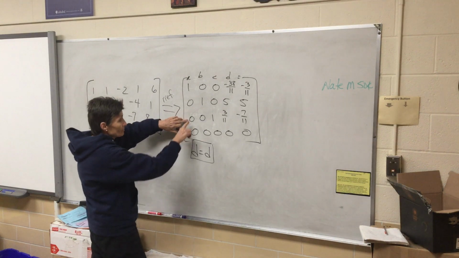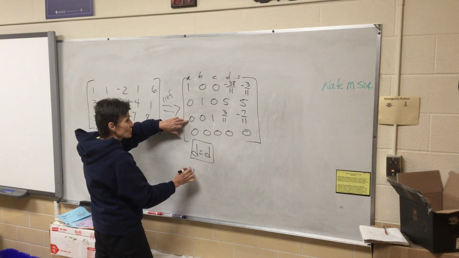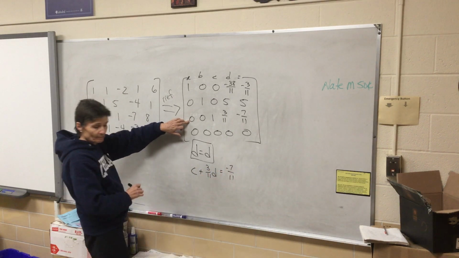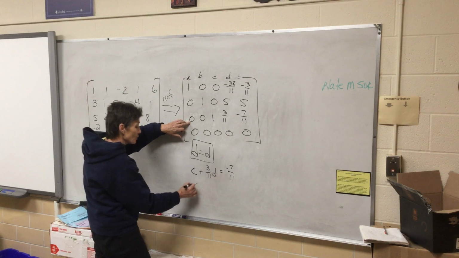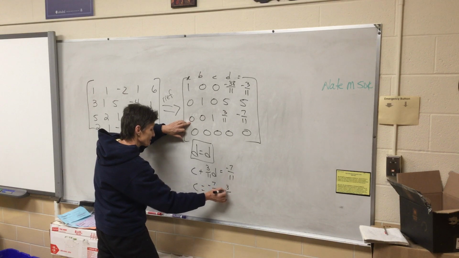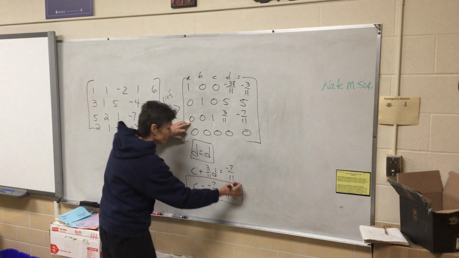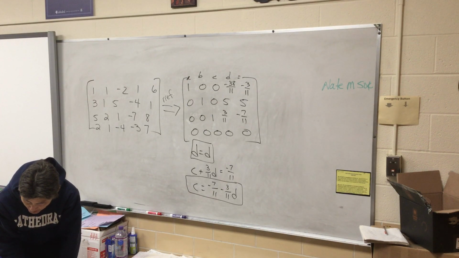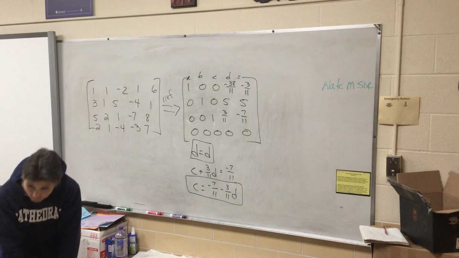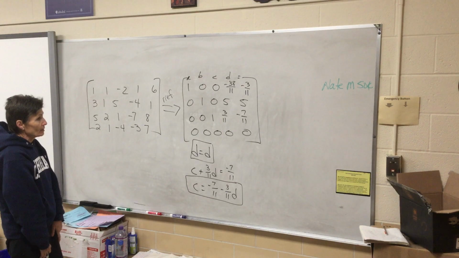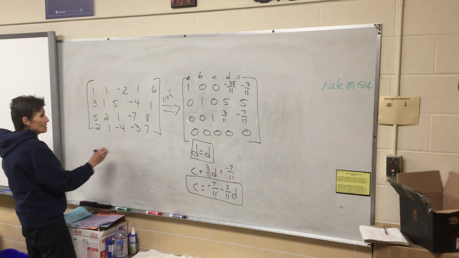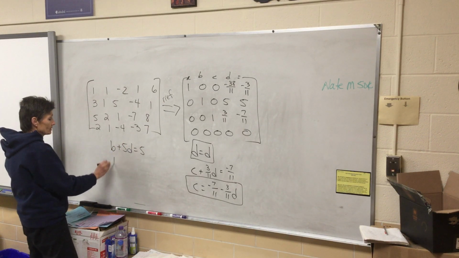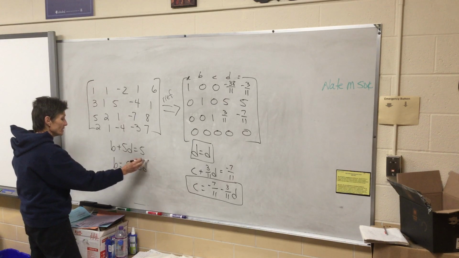So then this row, read the equation. These are C's, these are D's. So C plus 3/11ths D equals negative 7/11ths. So C equals negative 7/11ths minus 3/11ths D. Now, do I need to slow down? Are you keeping up with that? Does that look like what you're doing? All right, I'll go up one more equation. So this equation says B plus 5D equals 5. So B equals 5 minus 5D.